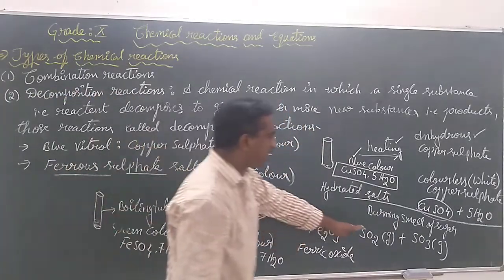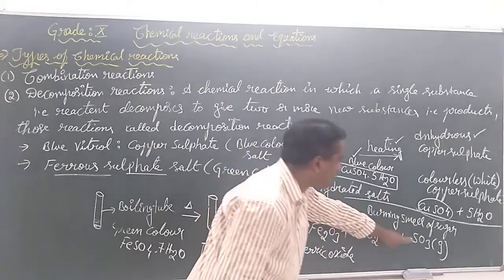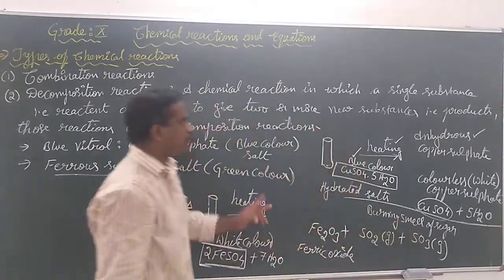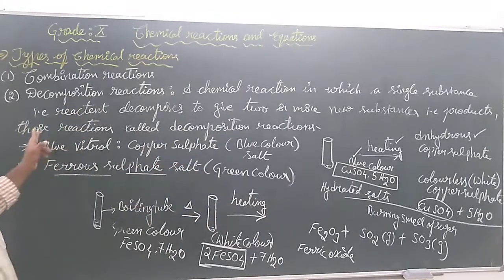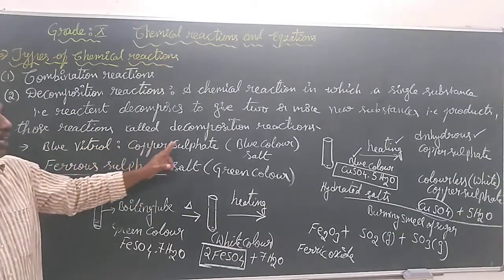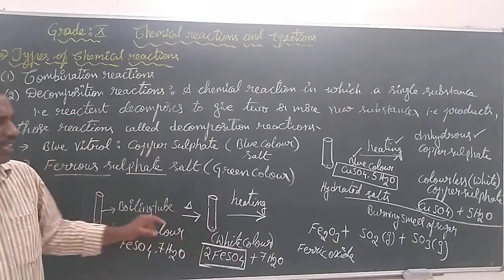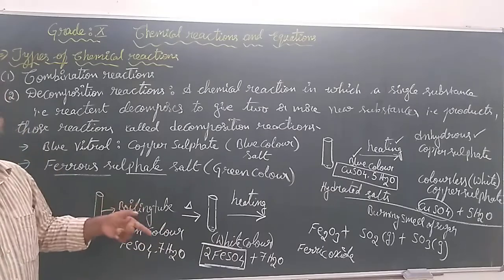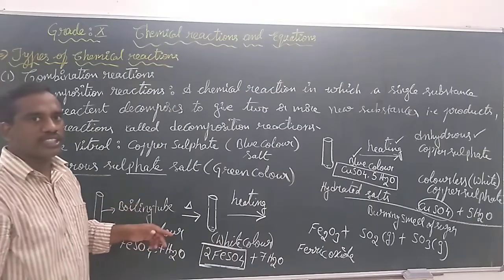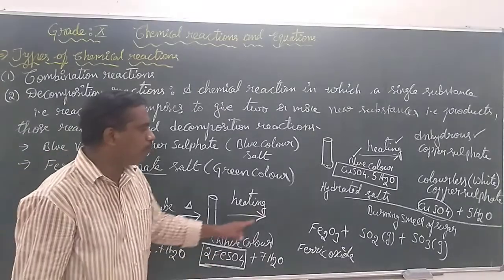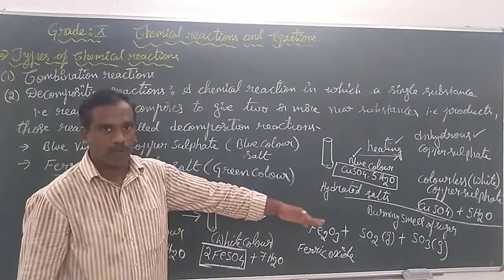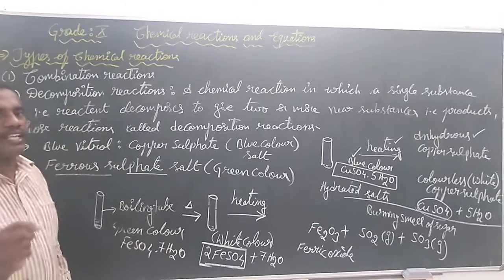Fe2O3 is a new substance, sulfur dioxide is a new substance, sulfur trioxide is also a new substance. To give two or more new substances, that is products. Those reactions are called decomposition reactions. So this reaction we can call a decomposition reaction, because a single reactant decomposed to give 3 products here. So what are the changes that went on?